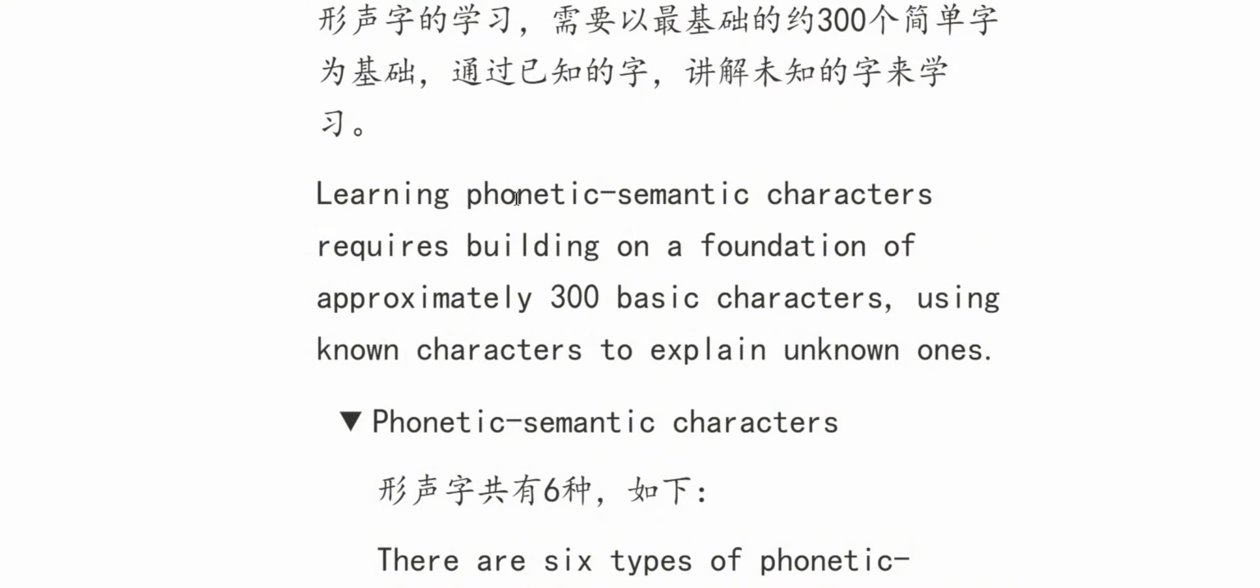Learning phonetic semantic characters requires building on a foundation of approximately 300 basic characters. After learning these 300 basic characters, we can use the known characters plus radicals to explain unknown characters.